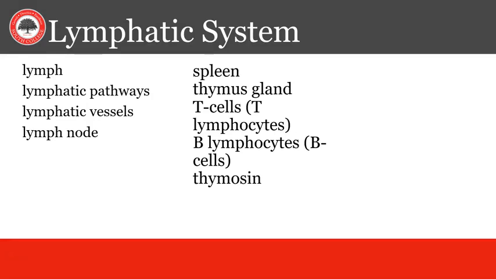The lymphatic system consists of lymph, which is the fluid, the lymphatic pathways and vessels, and the lymph nodes. In addition, there are other organs involved in the system, including the spleen and thymus gland, which produces thymosin, an important hormone in the immune system. There's also T lymphocytes, which come from the thymus, hence the T in their name, and B lymphocytes, which come from the bone marrow.